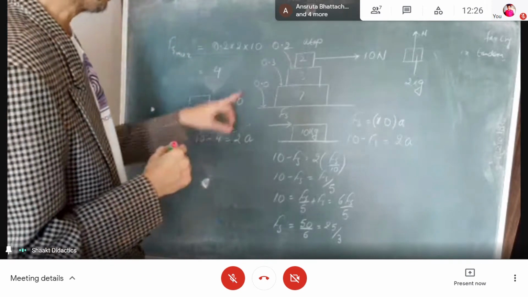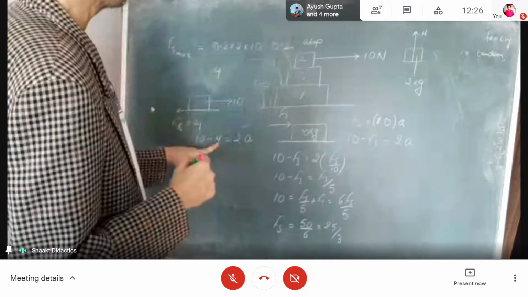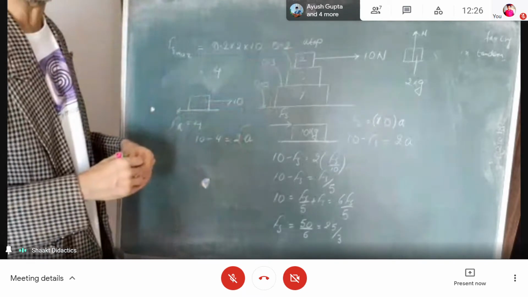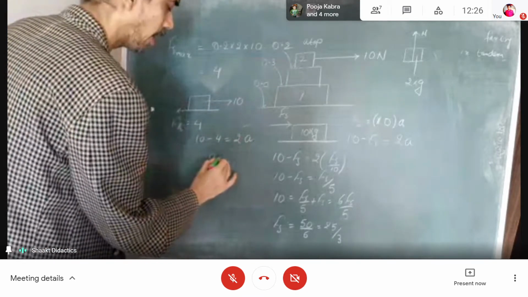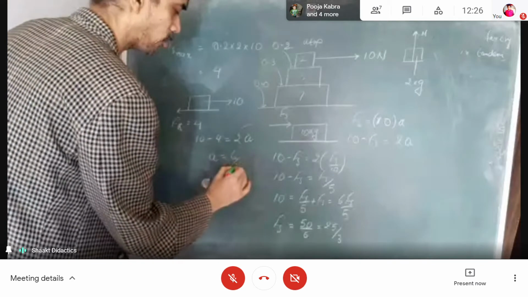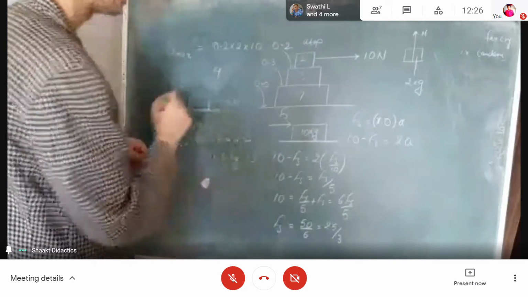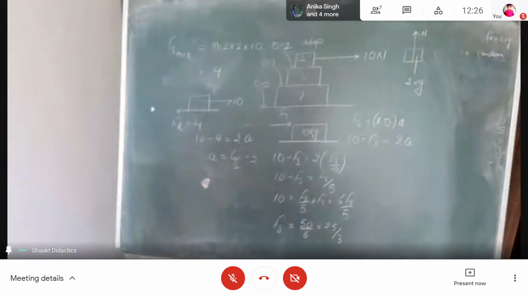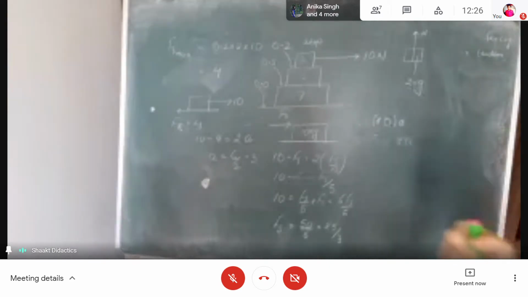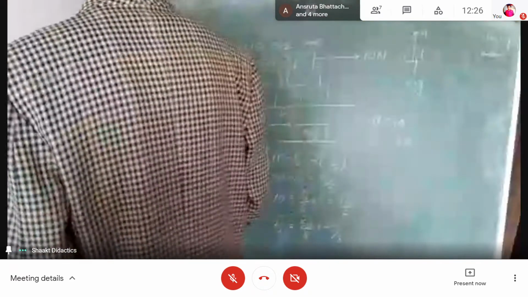So 10 forward, Fk backward is equal to 2 into A. We wish to get A. What will be A from here? A will be 3. 6 by 2, which is 3, right, class? What are we then to say? The 2 kg block will move with 3 meter per second square.